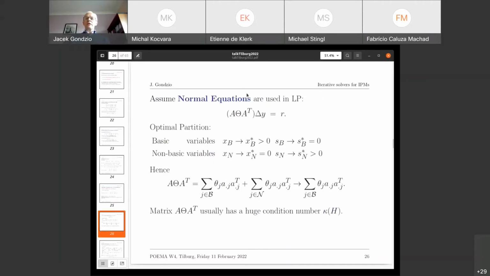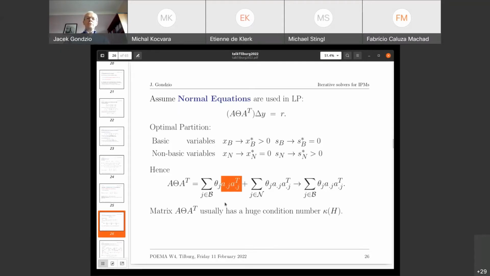You look at normal equations used in linear programming. Normal equations in LP would have this form. But what does it mean that we perform the multiplication A theta A transpose? We can unfold this multiplication and write it as the outer products. That is theta j times rank 1 products for every column j. This product, Aj times Aj transpose, is a rank 1 matrix corresponding to column j of matrix A. And this is pre-multiplied with theta j.